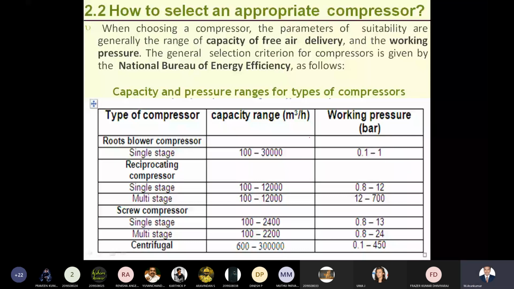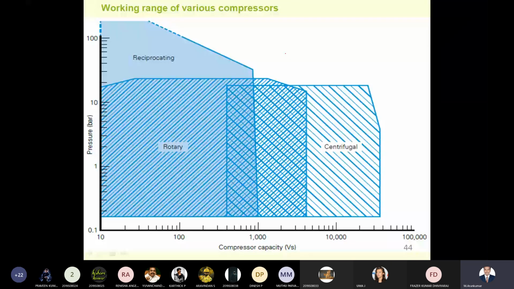Right, so this is your National Bureau of Energy Efficiency organization standard. So we can select the compressors in these types, in all of the types, whatever we want. This graph will show you the working range of various compressors. This is the compressor capacity versus pressure.